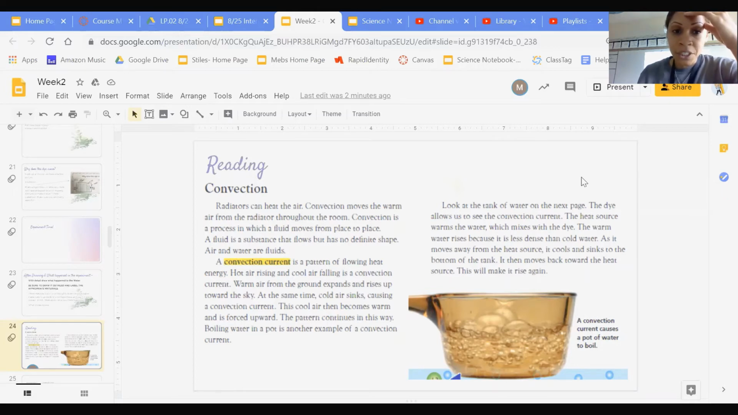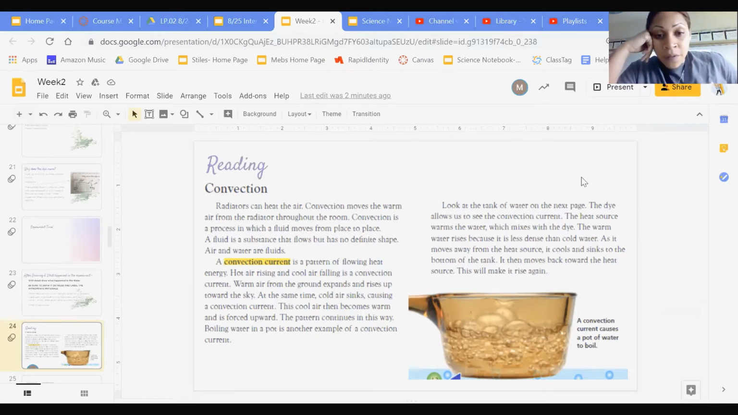All right, so convection. Radiators can heat the air. Convection moves the warm air from the radiator throughout the room. A radiator is just like a heater. Convection is a process in which a fluid moves from place to place. And remember, a fluid can be a liquid or a gas. It can't be a solid though.